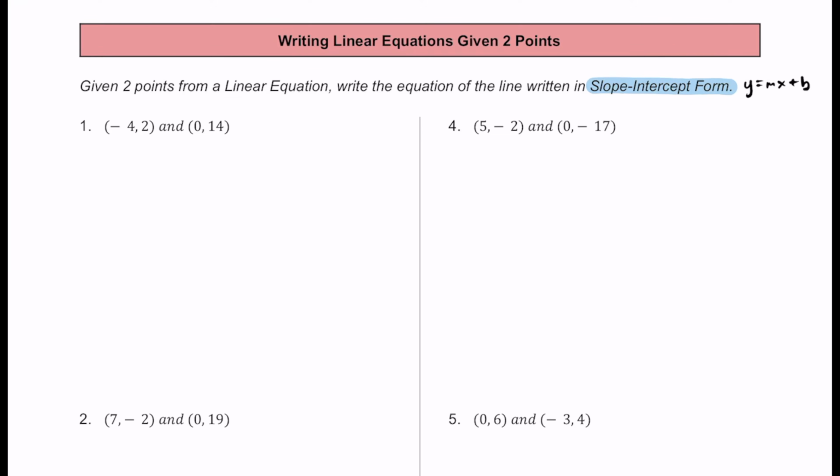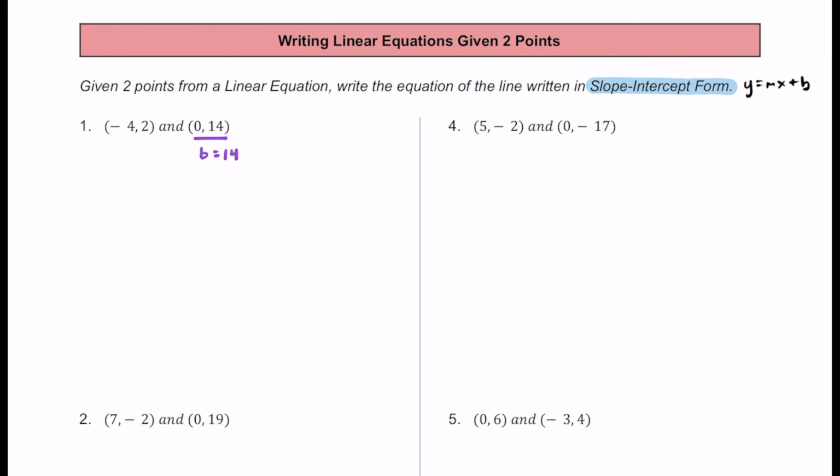For number 1, we're given the 2 points of -4, 2 and 0, 14. Right off the bat, if you ever see a point that gives you a 0 right away, that's super nice because we know that the b value is just going to be the y value in this coordinate point or ordered pair. So if you see 0, 14, we know that 14 is actually the b value.